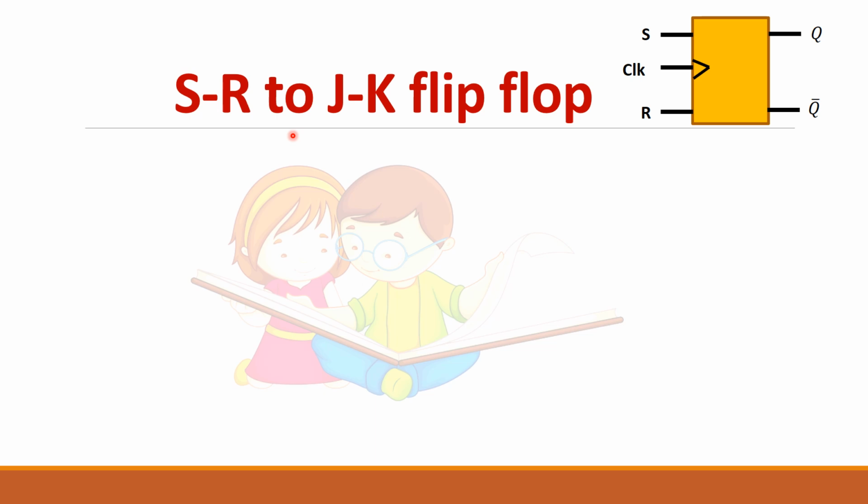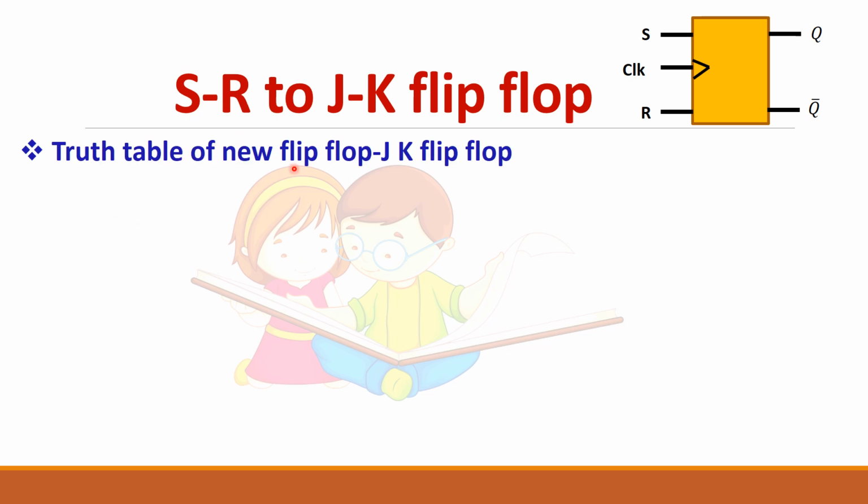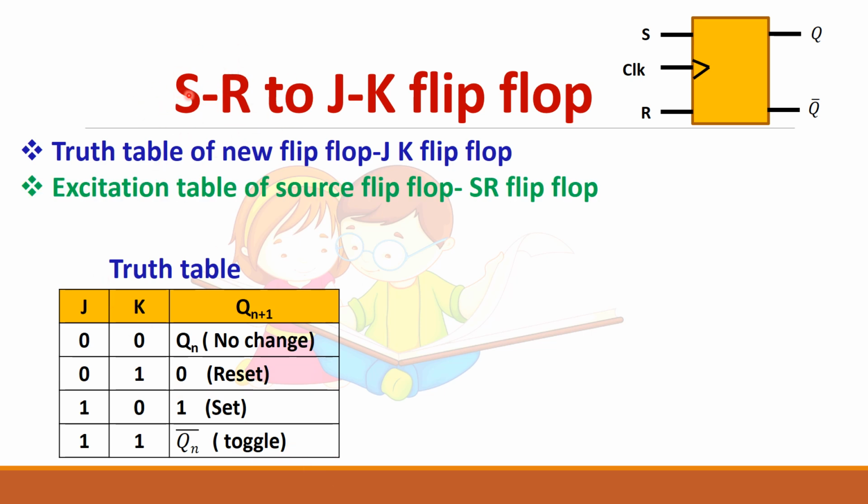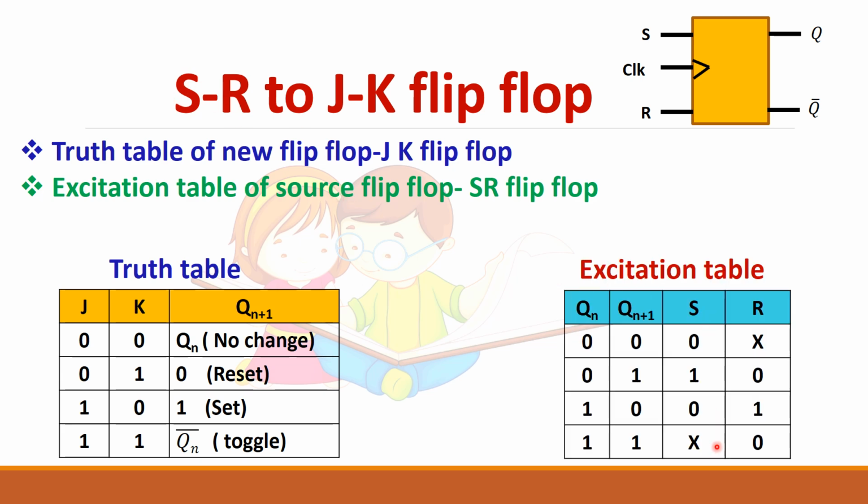The flip-flop basics like truth table, working, excitation table, everything is dealt in different videos, for which the link is given in the description. So now I will directly write the truth table and excitation table. Truth table of the new flip-flop, that is the JK flip-flop truth table, is here. Now you write the excitation table for the source flip-flop. Here it is SR flip-flop. So the excitation table is here.